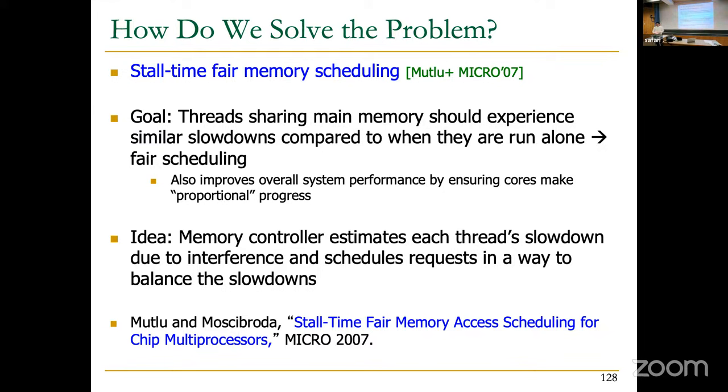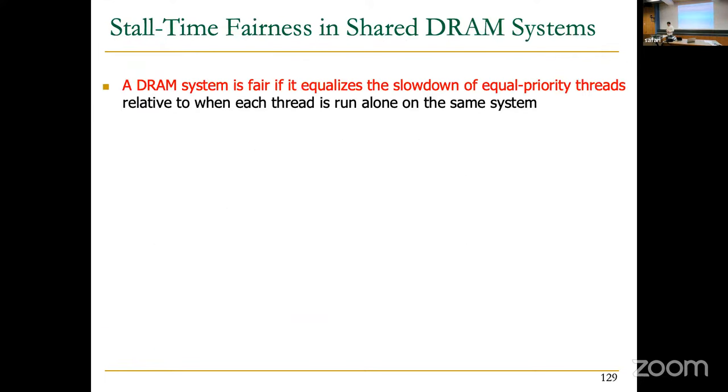And we also improve overall system performance by making sure those cores that otherwise would not make progress now actually make progress. And the idea is that the memory controller estimates the slowdowns of each thread and schedules the requests in a way that balances these slowdowns between threads. That's the paper. And basically, a DRAM system is fair if it equalizes the slowdown of equal priority threads relative to when each thread is run alone on the same system.